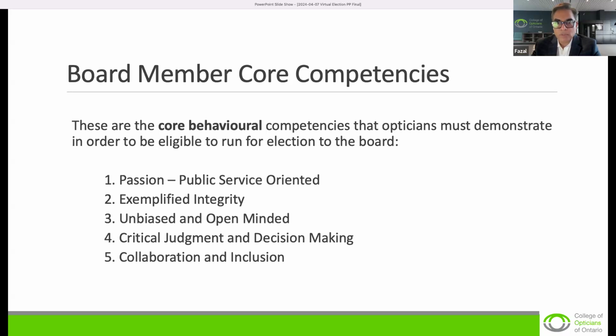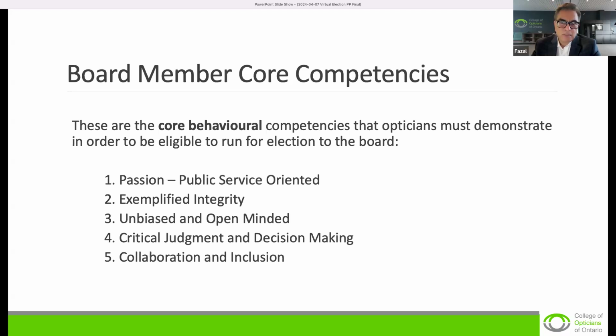Because at the end of the day, we're always looking for something that covers all bases and is reflective of the group and of all positions. Critical judgment and decision making is an important skill, and part of the ability to work with an open mind is to be able to collaborate and be inclusive. So those are the skill sets.